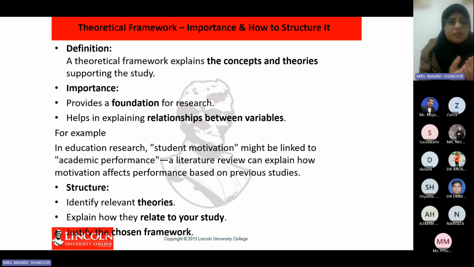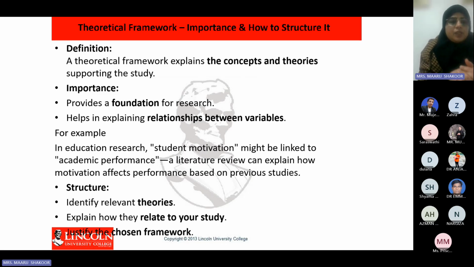Helps in explaining relationship between variables. How will it help to build relationship between variables? In education research, if I am talking about student motivation, I just mentioned that student motivation might be linked to academic performance. How? A literature review can explain how motivation affects performance based on previous studies. You can get it: that theoretical framework, like in education research, shows how these two variables, student motivation and academic performance, build the relationship that motivation has an effect on performance.